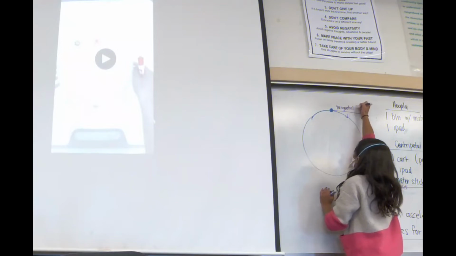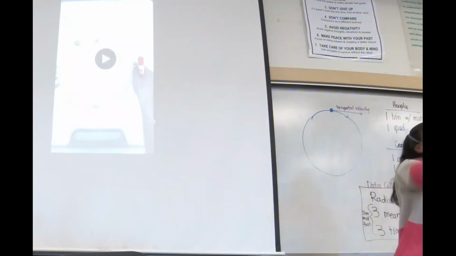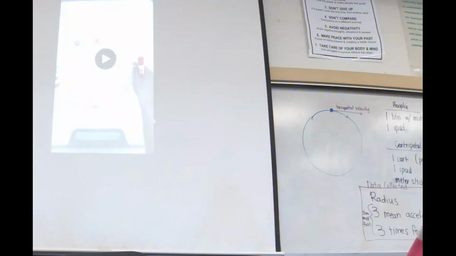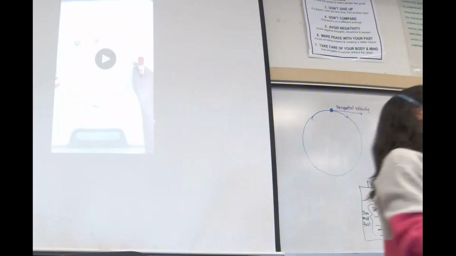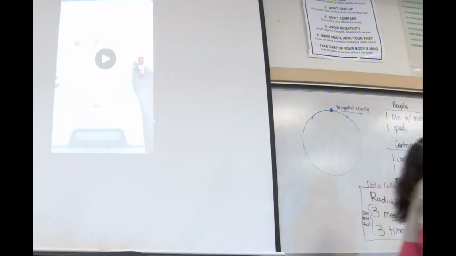Hold on, I can't even see if hands are raised. Velocity. Rachel. Because it keeps going the same velocity. It wants to keep going in its direction. It keeps wanting to go in the same velocity. Anything else to add to that? Like it has some outside force. But now when you let go, it's just going to go whatever way it was in that particular moment.